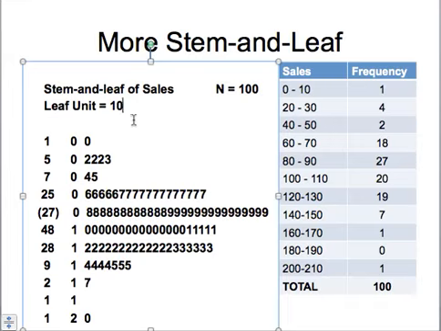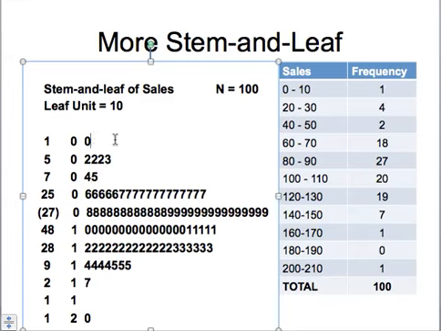Note also that if my leaf unit is 10, then the values in my data set can be 0, 20, 30, 40, 50, 60, 70, numbers that are in tens. Those are the values that will be displayed here in this stem and leaf diagram because my leaf unit is tens. Now we have established already that the first value here is 0. Then the next one is 20, 30, 40, 50.